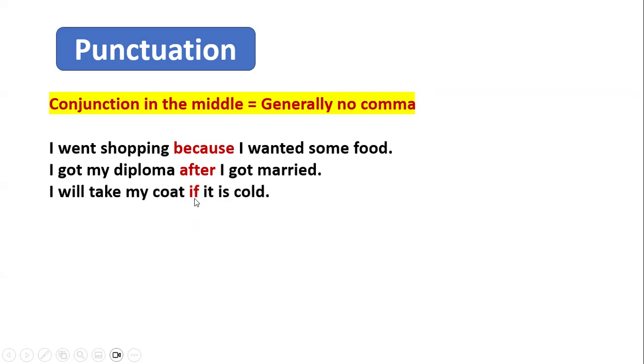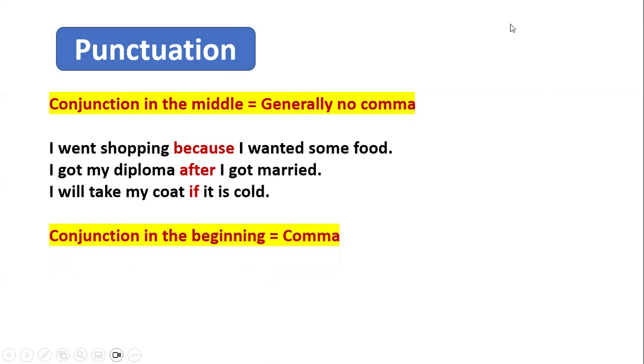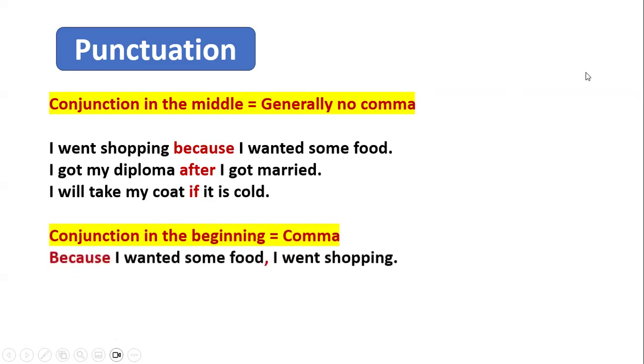I will take my coat if it is cold. So there is no need for a comma here. However, if we choose to put the conjunction at the beginning, then in this case, we have to add a comma. Look at this sentence. It's the same one we used in the beginning, but because is used at the beginning of the sentence, the B should be capitalized.